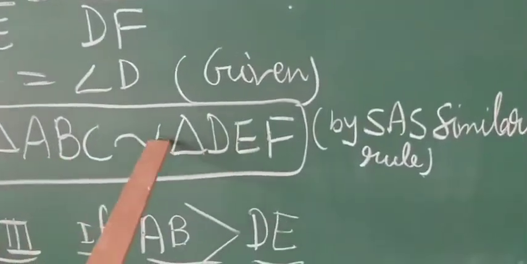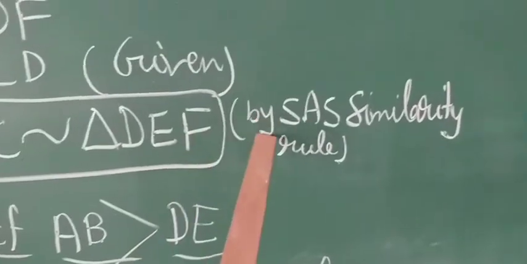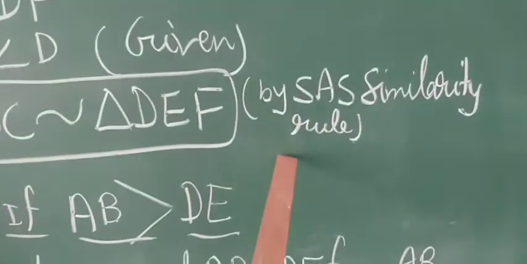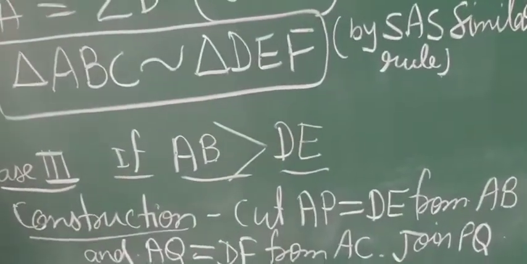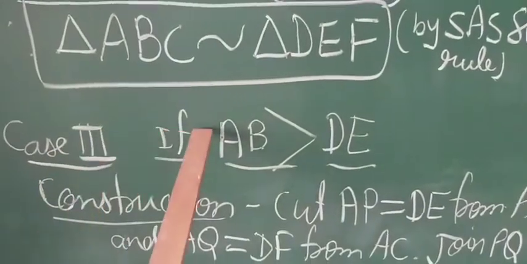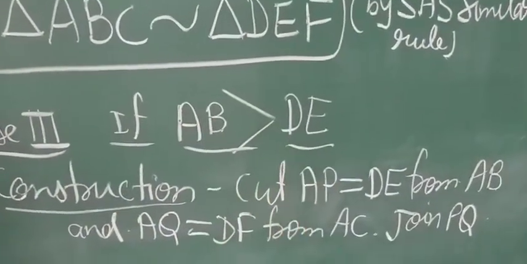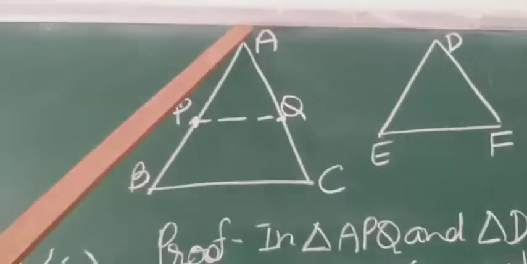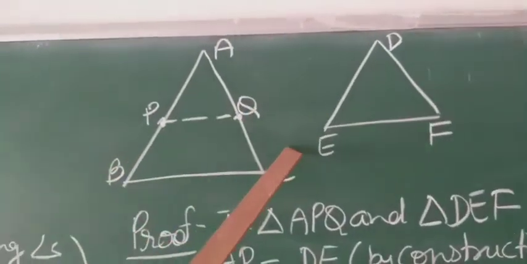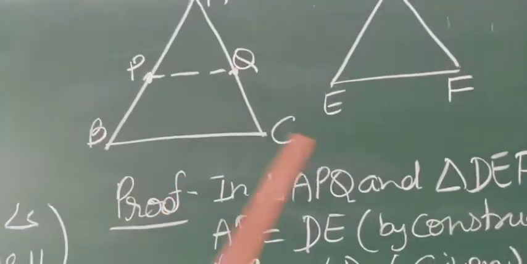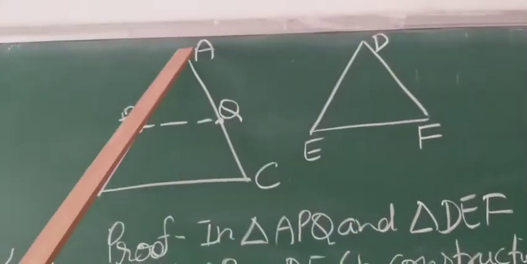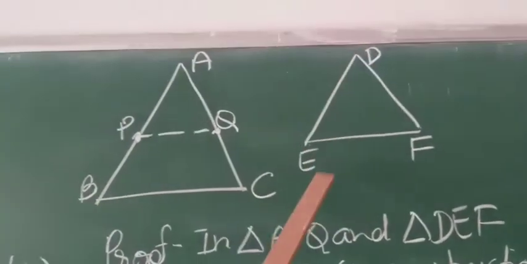Triangle ABC similar to triangle DEF, by SAS similarity rule. Now students, case three, if AB greater than DE. So we have to draw one more diagram, students, in which we show AB is greater than DE.